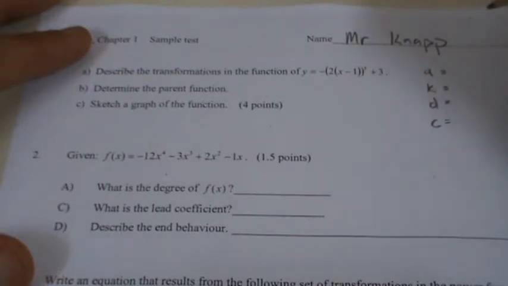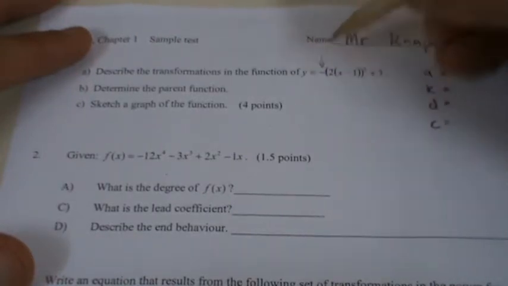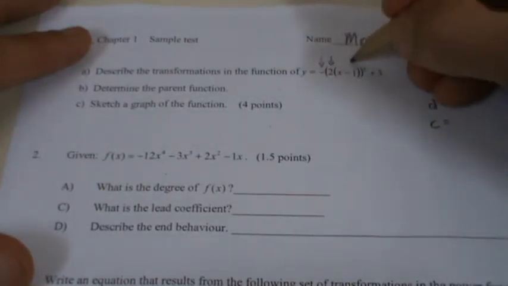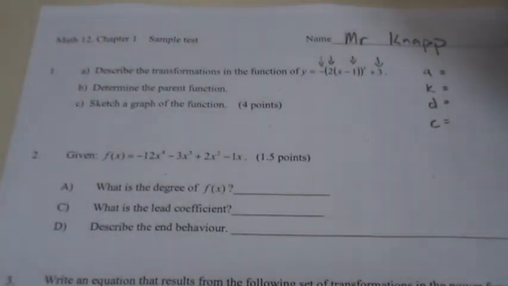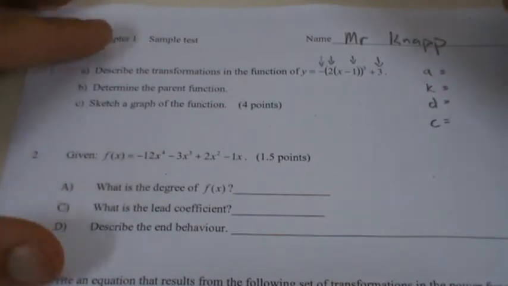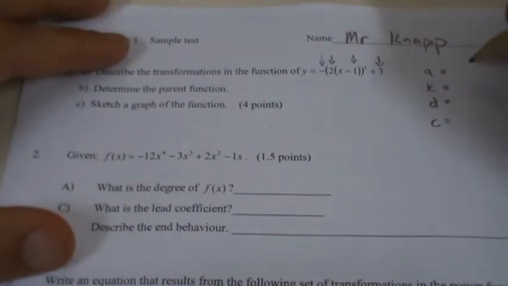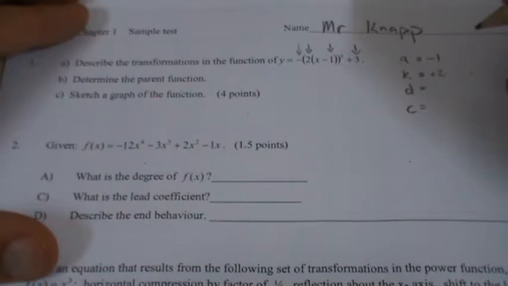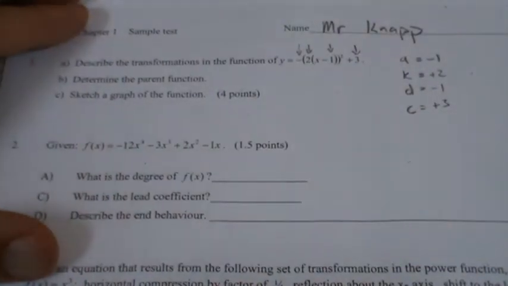Okay, and we know that the a is found here, the k value is found here, the d value is found here, and the c value is found there. And so the a value is negative 1. The k value is a positive 2. The d value is negative 1. And the c value is positive 3.